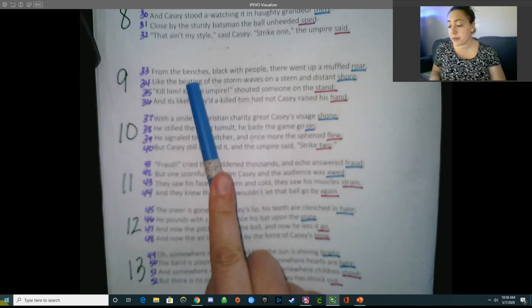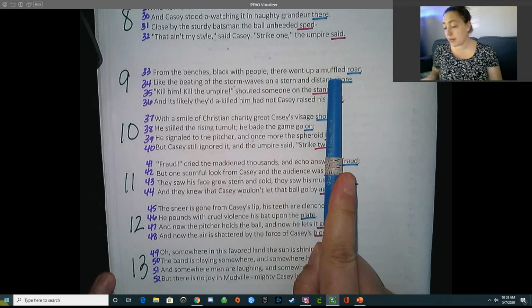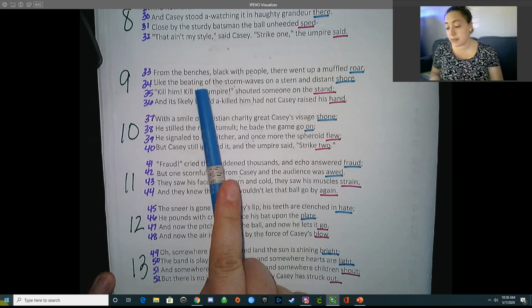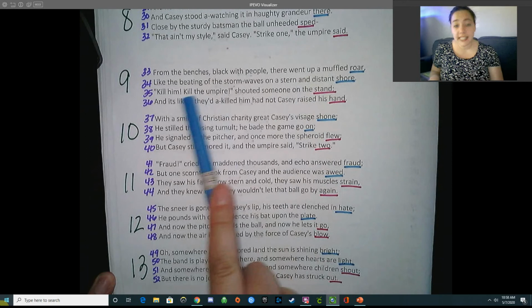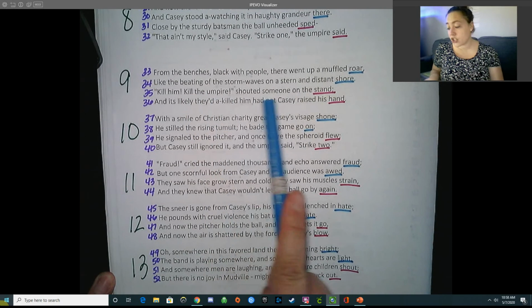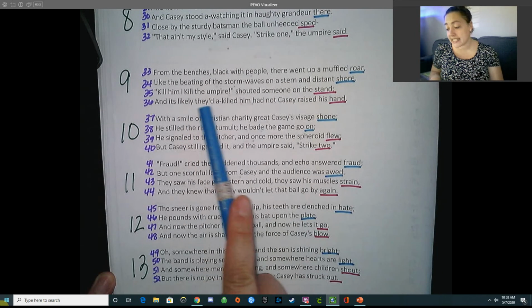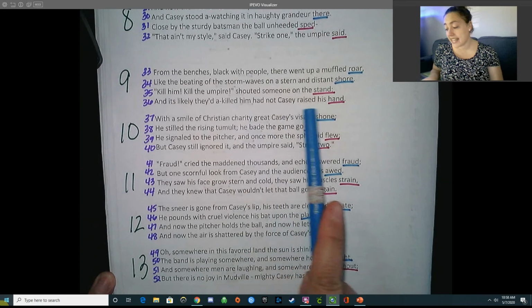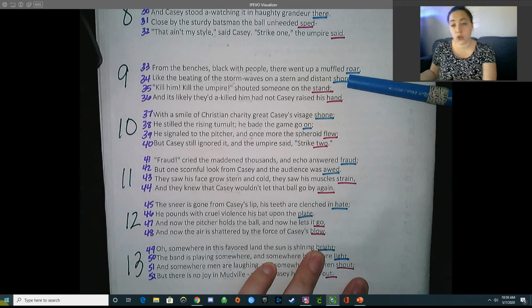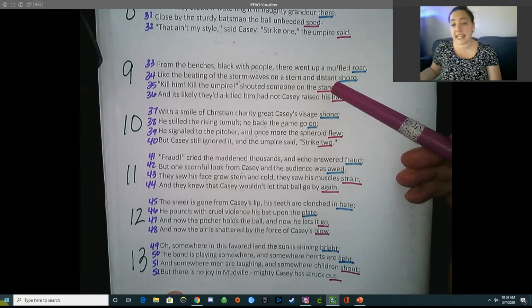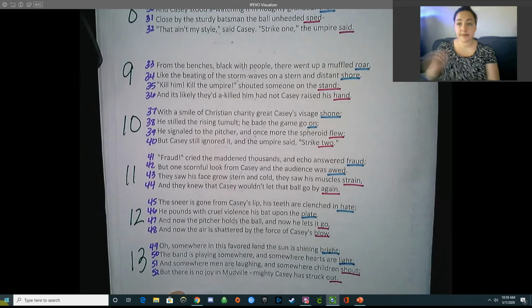From the benches black with people, there went up a muffled roar, like the beating of the storm waves on a stern and distant shore. Kill him, kill the umpire, shouted someone on the stand, and it's likely they'd have killed him had not Casey raised his hand.